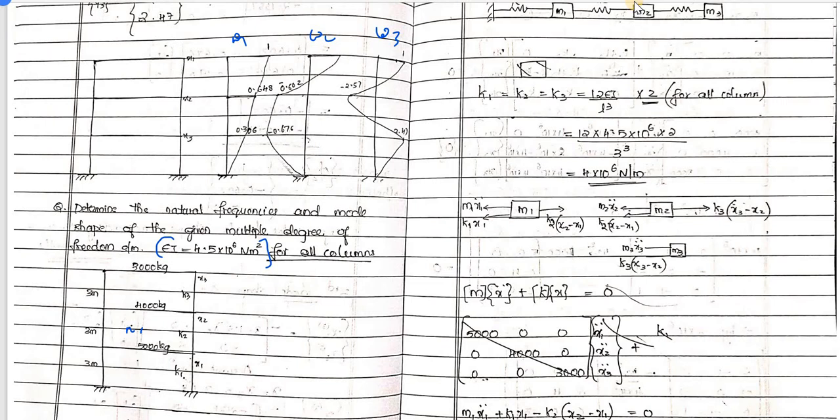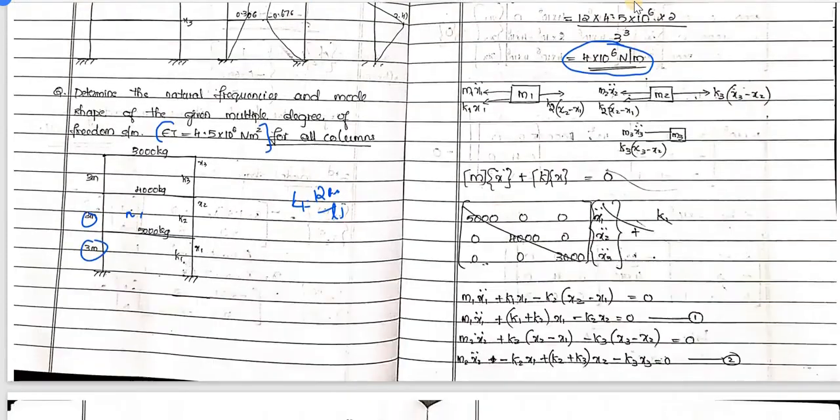So since it is a fixed point, what will be my value? K is equal to 12 EI by L cube. L here, all L is 3 meters. Therefore, K1, K2, K3 will be the same only. So I can find out what is K. I have found out what is K. Now similarly, there are no other changes.